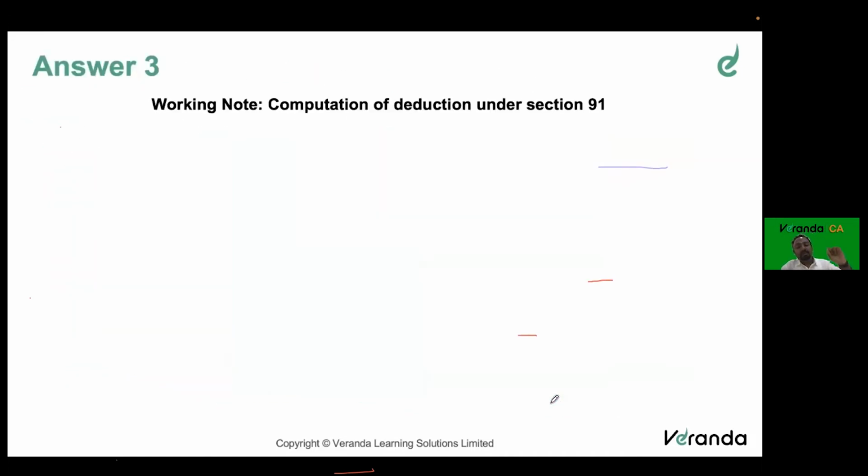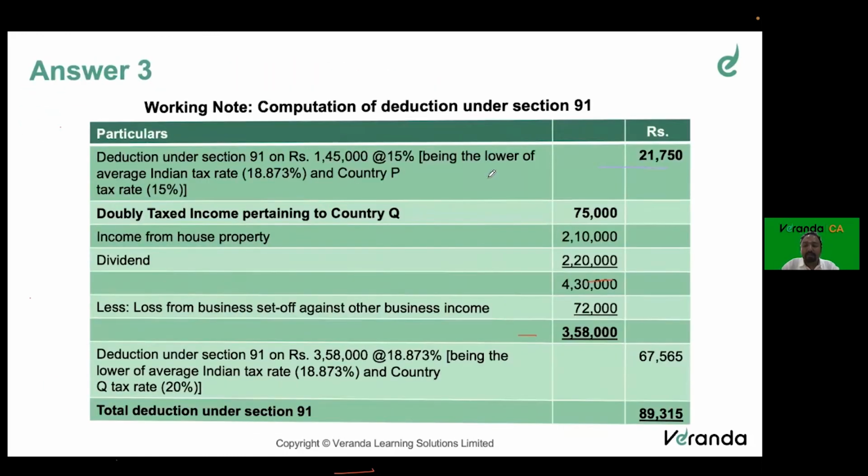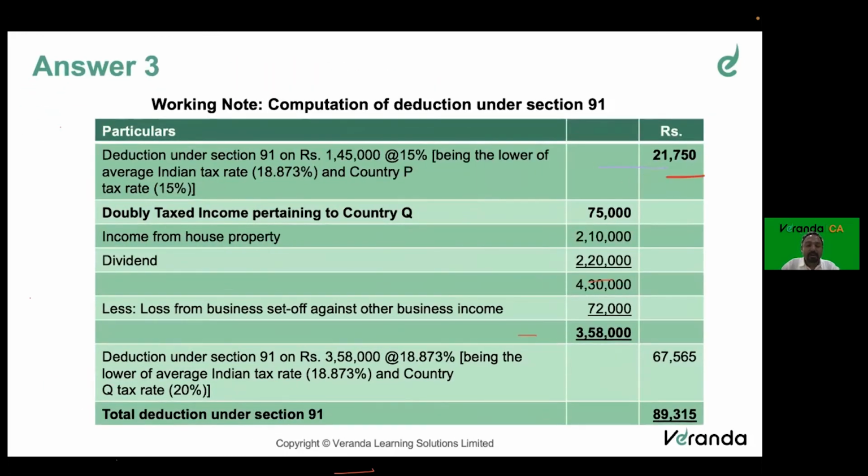On this 1,45,000, you apply 15%, you get 21,750. So this 21,750 is what you are eligible for tax exemption. Just remember, there is no cess, nothing, because the 18.873% that we have computed here is after surcharge and cess. So you don't do any cess calculation. Whichever is lower is straight away claimed as deduction under section 91.